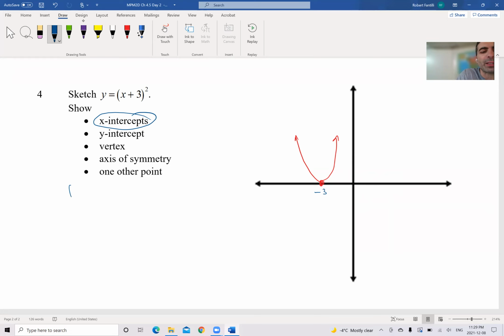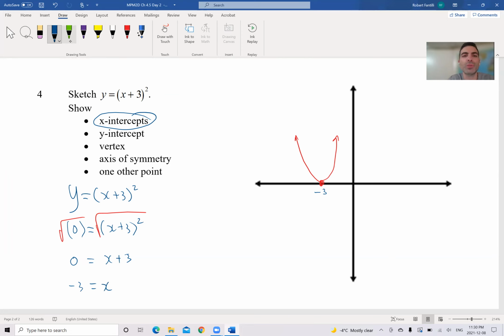Another way to determine the X intercepts is to sub in 0 for Y. Well, if I sub in 0 for Y, because at the X intercept the Y value is 0, I get 0 equal X plus 3 squared. If I square root 0, I still get 0. If I square root the right side, the squared is gone and I'm left with X plus 3, right? So if I square root that and square root that, I end up with 0 equal X plus 3. Bring the 3 to the left, and negative 3 equal X. So I'm left with 1 root of negative 3 because it literally just shifted left.